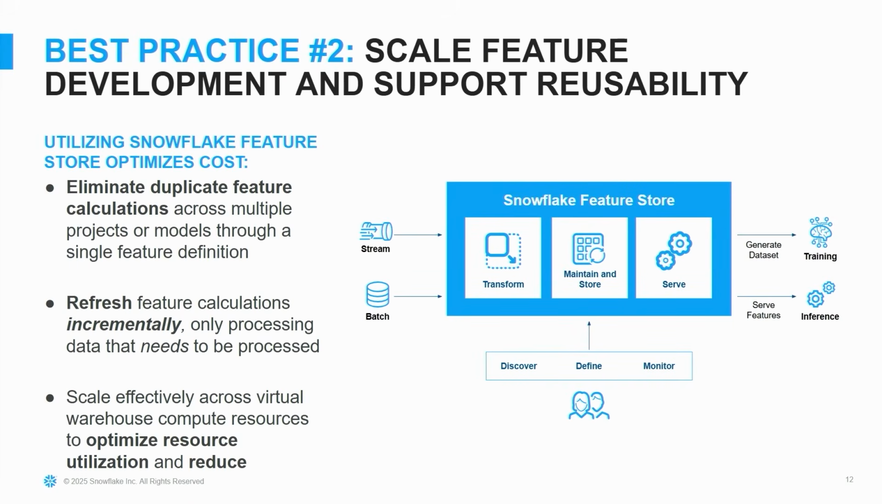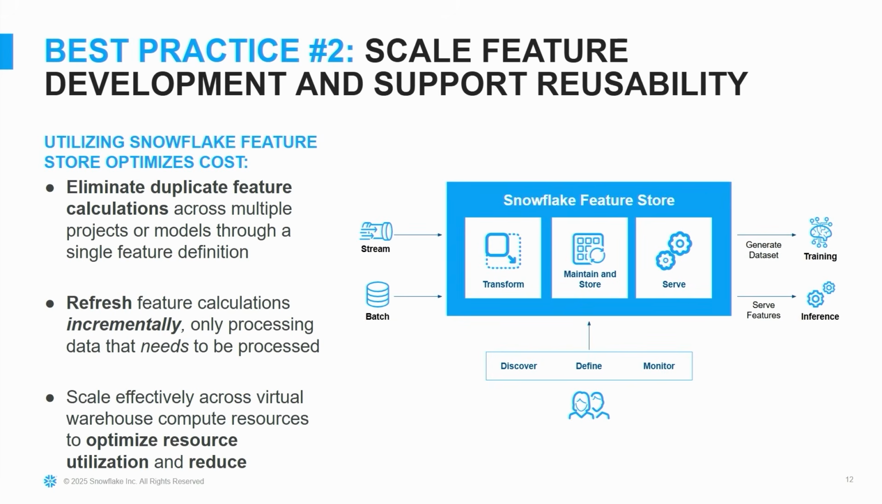The number 2 best practice is scale your feature development for both model development and model inference using Feature Store, and support better reusability and cost efficiency. A lot of times when we talk to customers about Feature Store, the most common conversation is not why use Snowflake's Feature Store, it's why use a Feature Store, period. Until ML teams reach a certain scale, a lot of times they don't realize what Feature Store gives them from a governance, reusability, and cost efficiency side of things.